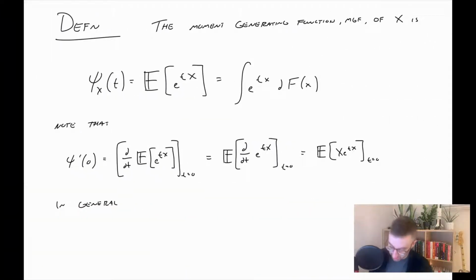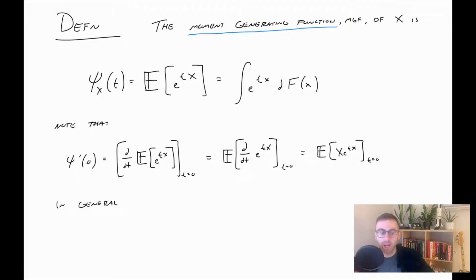Much more interesting is the idea of a moment generating function. We call that the MGF of a random variable x. So this first line here defines the moment generating function. It's a function of t, but it's defined as an expectation. It is the expected value of e to the t x, where x is a random variable and t is the input to the moment generating function.